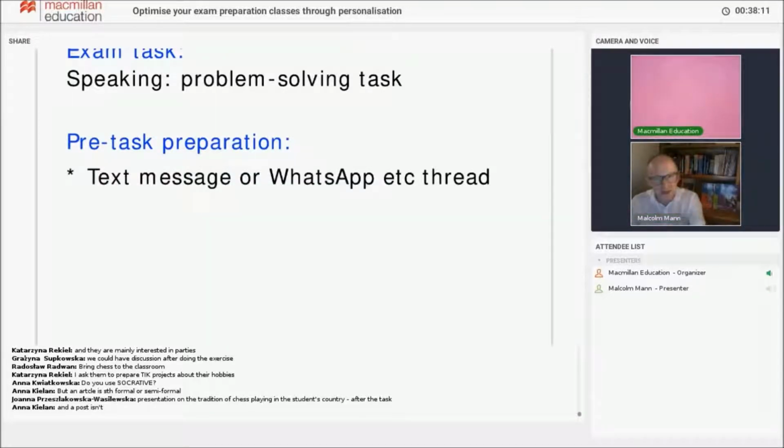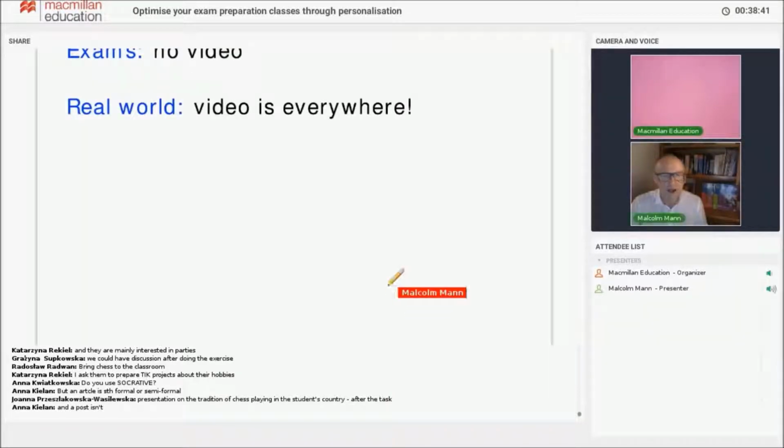So you get them to either on paper, if they don't have an online platform, or online if they do have an online platform, do the preparation work, coming up with the ideas, making suggestions, agreeing, disagreeing, expressing preferences, coming to a conclusion. You do that through a text message thread or a WhatsApp thread. And then afterwards, you do the exam practice task, which is actually the speaking task, and then they've already got all the ideas. Very simple, but very effective.